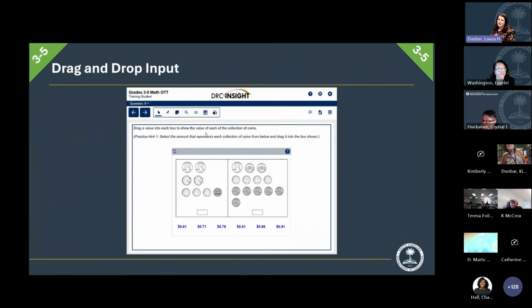All right, the next item type is the drag and drop input. That video works, we're good. Students click on selectable objects and sort them into groups, steps, or other arrangements to demonstrate their knowledge. Some examples of selectable objects include single numerical values, numerical expressions or equations, graphs, statements, operational signs, geometric figures, and tables. This is question 9 in the OTT, and it's simply students have collections of coins and they are dragging and dropping the amount that the collection represents.